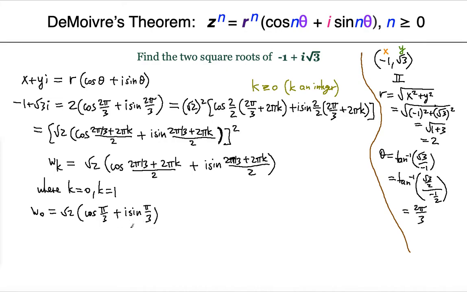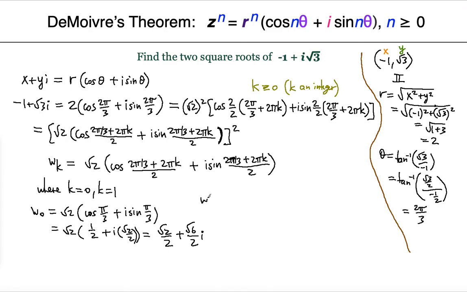And keep in mind that we have to find the square root in the rectangular standard form, right? So we can't leave it like this. So this result is what? Cosine of pi over 3 is going to be 1/2, and then sine of pi over 3 is going to be what? Radical 3 over 2, right? So as a result, this is equal to radical 2 over 2 plus radical 6 over 2 i, right? So this is the first square root that we found.